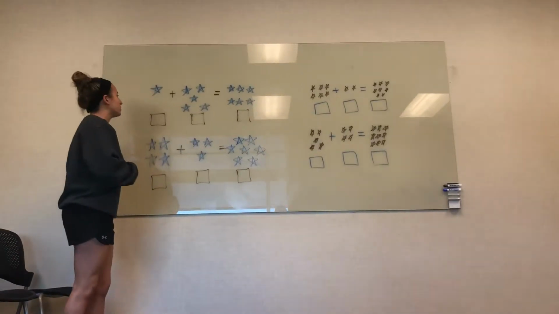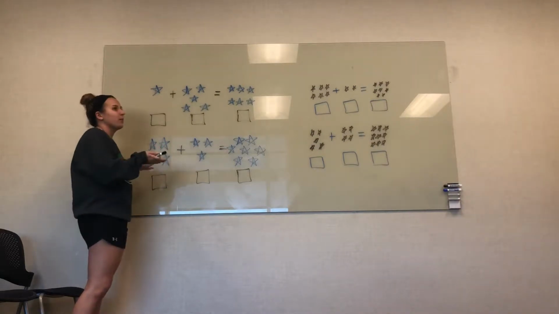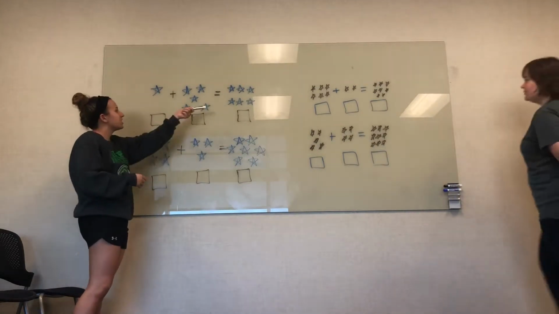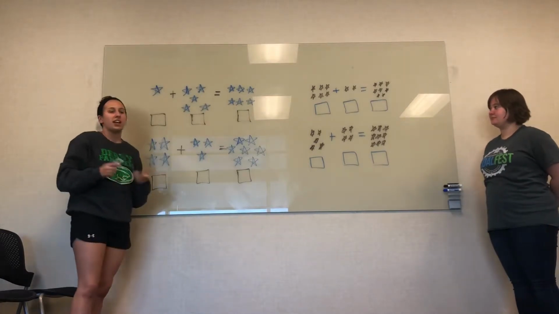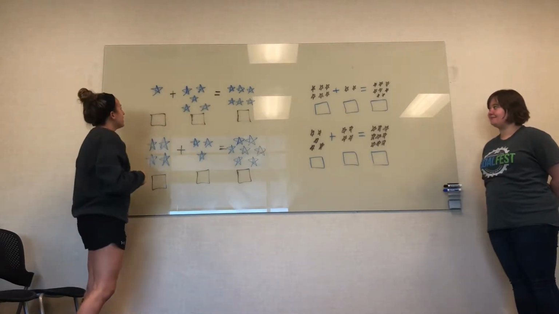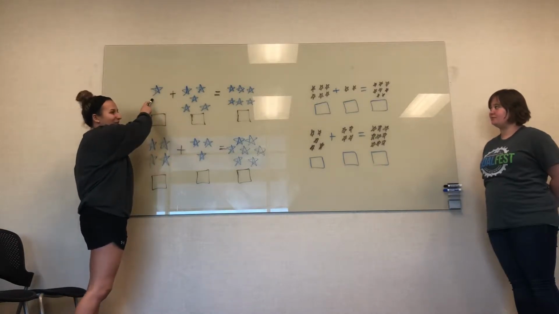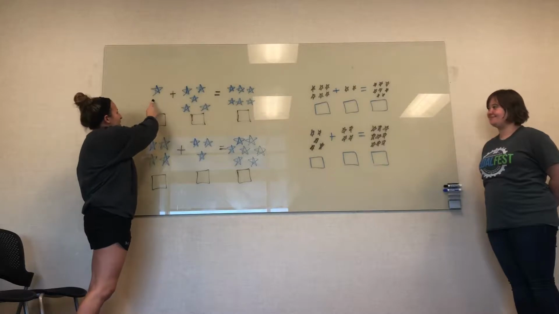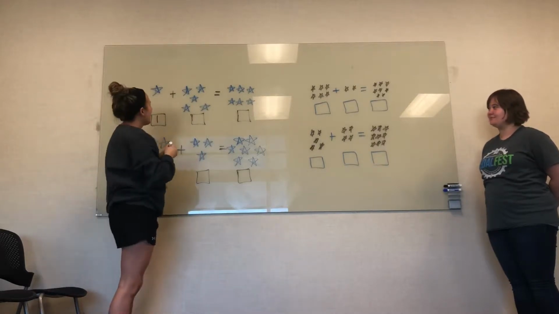So for each unit, we have a star. So in this problem, we're going to count the stars that are in each group, and then we're going to write the number in each box and then add them together at the very end. So for our first example, what number is in the first box? We have 1 star, so that would be 1 unit.